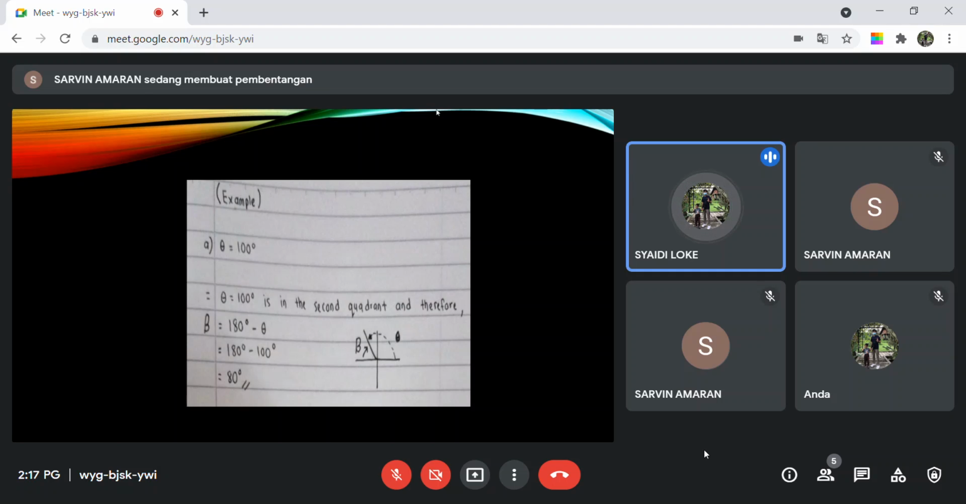And the next is question of reference angle. Theta equals 100 degree. Reference angle equals 180 degree minus theta. 180 degree minus 100 degree. So the answer is 80 degree.